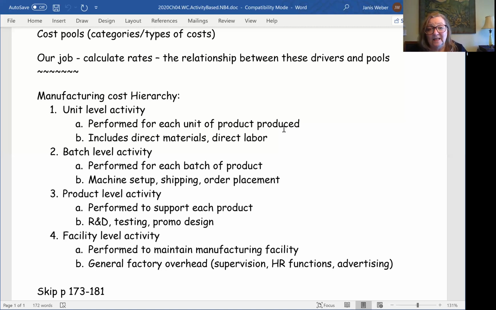Then you have the facility level activities, and that is when you perform some maintenance on the facility. It's the supervisors, the HR function, advertising, general factory cost. So this would be just cost related to the facility itself that's not directly related to a product. And then all those, we'll do some examples about those. I think there's one in your homework where you have to identify which are unit level, which are batch level, product level. I may do one in the exercises that I put up for you too.